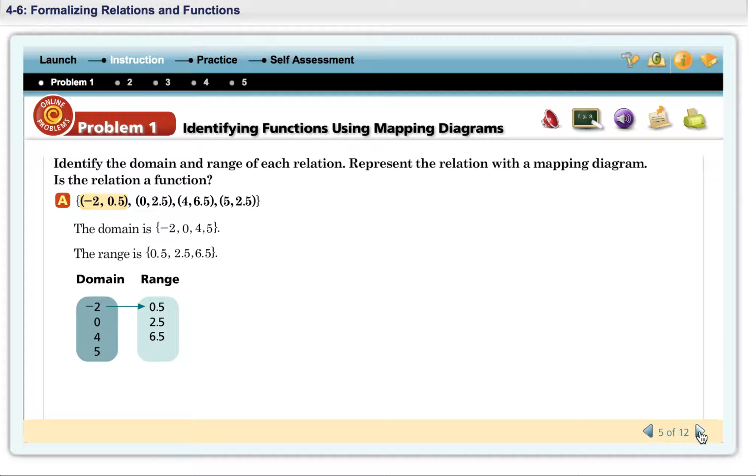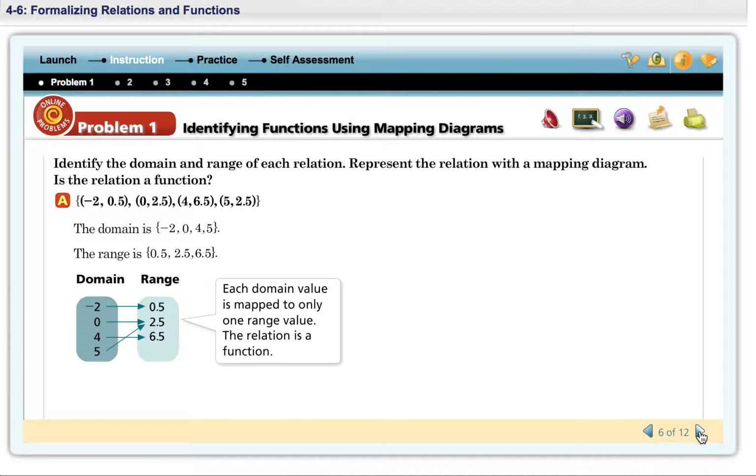-2 maps to 5/10. 0 maps to 2 5/10. 4 maps to 6 5/10. And 5 also maps to 2 5/10. Each domain value is mapped to only one range value. So the relation is a function.